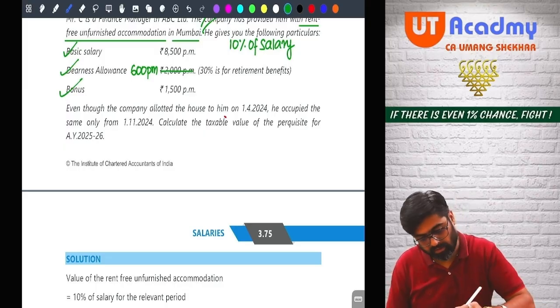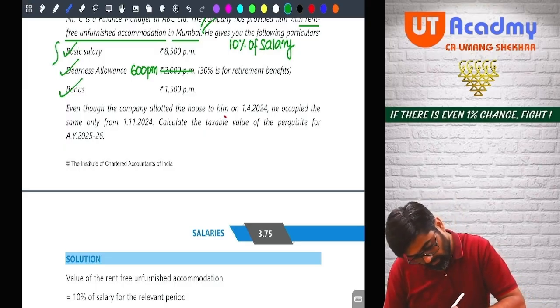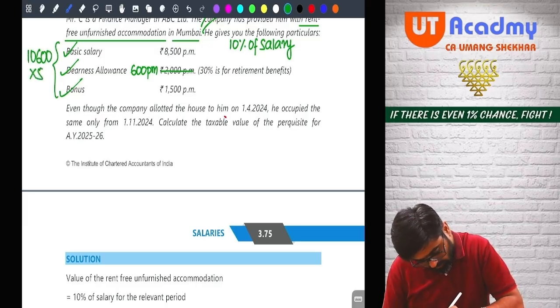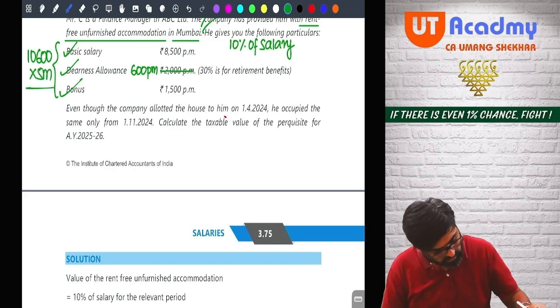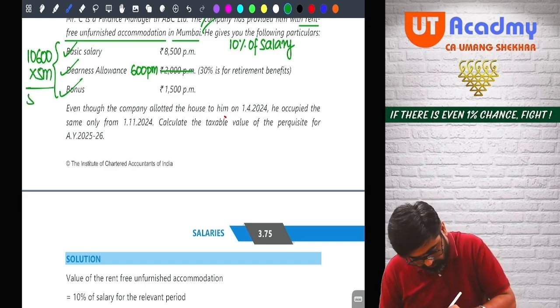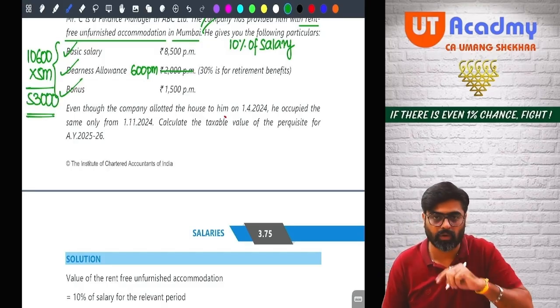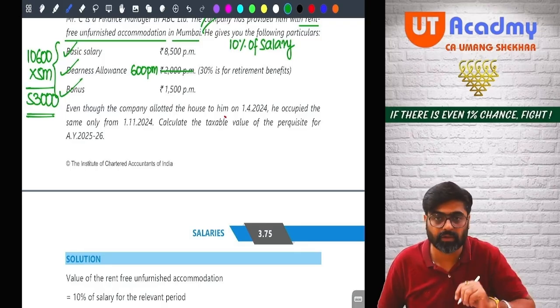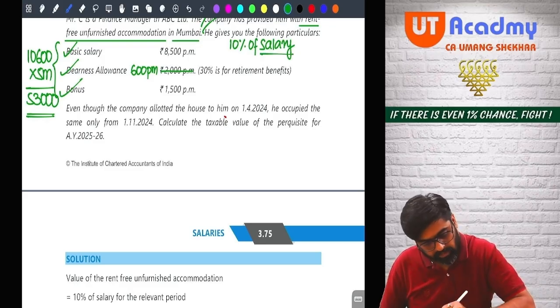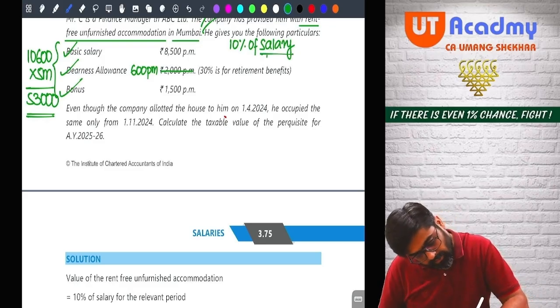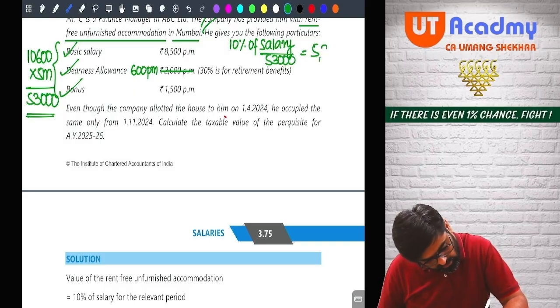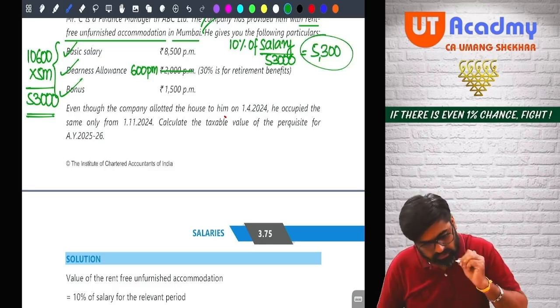So 10,600 into 5 months will give me 53,000. Did you all get this? 53,000. So now 53,000 is what salary? 53,000 is salary for those 5 months for which the accommodation was occupied. So salary is 53,000. 10% of that will be how much? 5,300. This is the taxable amount.